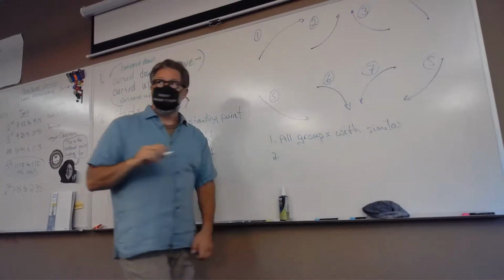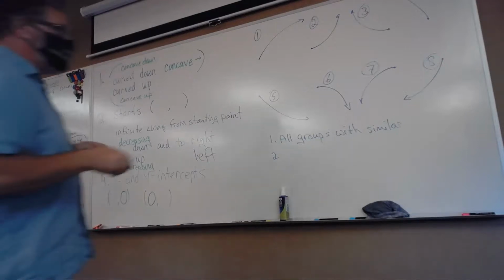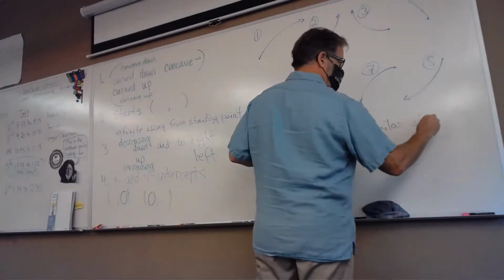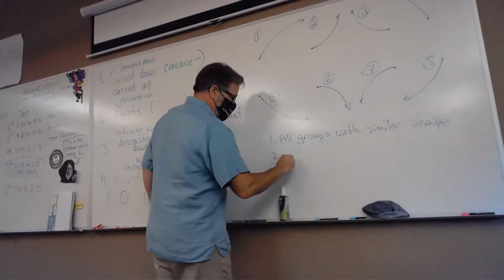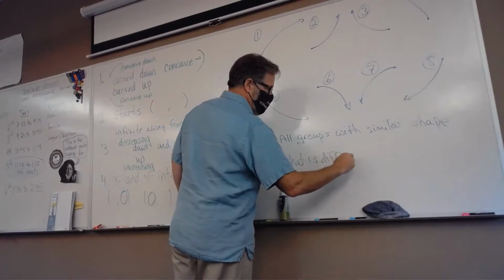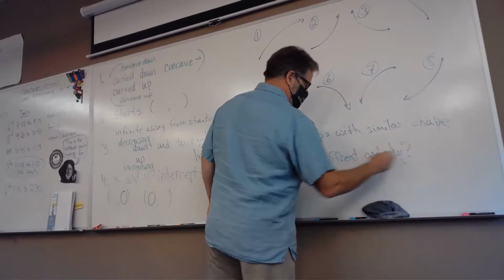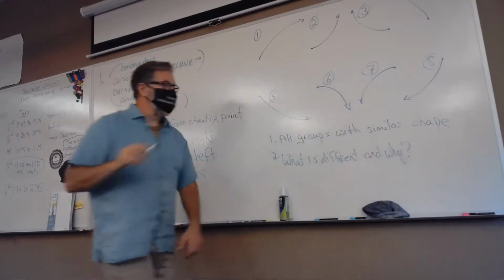Step 2 is I want you to have a discussion with your new larger group. And the discussion you are going to have is, what was it about our equations that made our graphs different, even though we're all in the same shape group? Okay, so all groups with similar shape. And step 2, what is different and why? Different. There's an E right there.